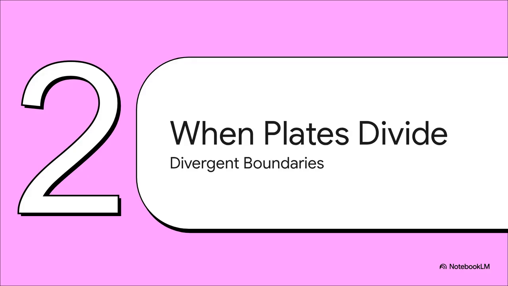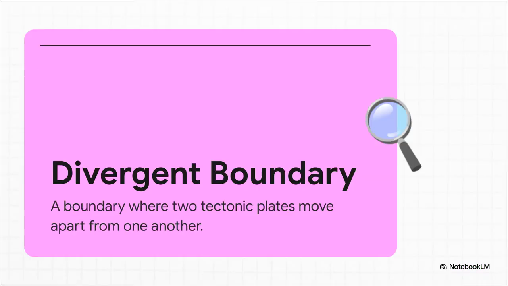Our first stop is a place where new ground is literally being born. We're heading to what's called a divergent boundary, which is just a fancy way of saying a place where two plates are pulling apart. The definition itself is pretty straightforward, right? Two plates are moving in opposite directions. But the really cool question is, what happens in the space they leave behind? That's where things get interesting.